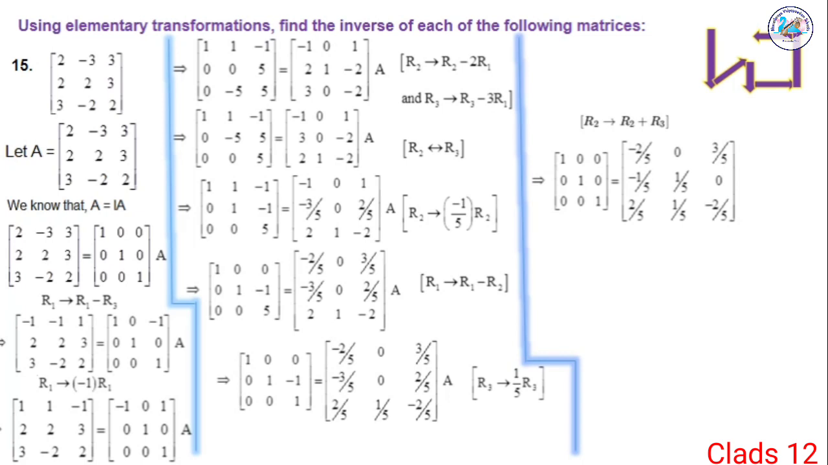Now it is happy to see on the left side almost all the elements we have got. Now finally we can go for the answer, that is A inverse is equal to minus 2 by 5, 0, 3 by 5, the same matrix, minus 2 by 5, 0, 3 by 5, minus 1 by 5, 1 by 5, 0, 2 by 5, 1 by 5, minus 2 by 5. So this is our inverse.